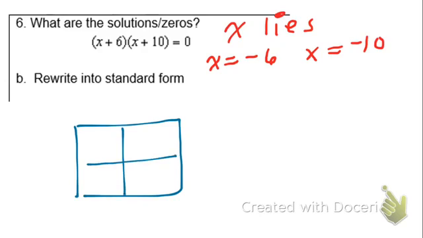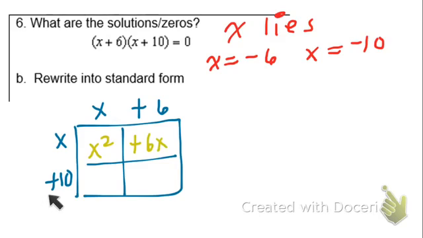We learned the box method. Okay, x plus 6 and x plus 10. So we're going to do x times x, which is x squared. We're going to do x times 6, which is 6x. And then we're going to do 10 times x, which is positive 10x. And then we're going to do 10 times 6, which is 60.